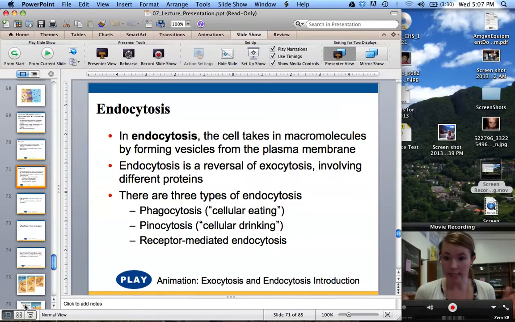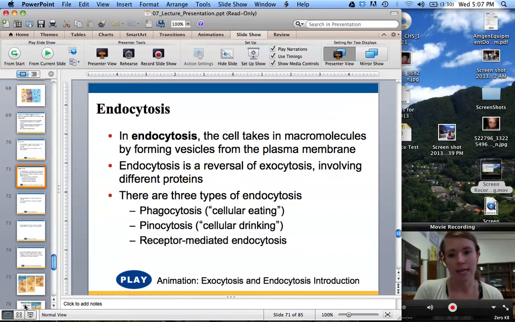Endocytosis is when the cell membrane forms a vesicle by taking something in from the outside. Taking in macromolecules, very large molecules. And endocytosis is the reversal of exocytosis. So it's basically exactly the opposite, and it has different proteins. So remember, proteins are how we're communicating with everything.